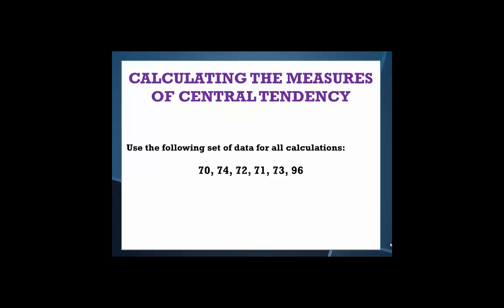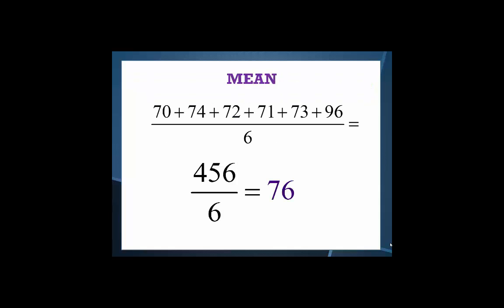Let's look at how to calculate all of these measures of central tendency using a set of data. In this case, we will use the same set of data for all of the calculations. To find the mean, you are going to add together all of the numbers in the set and divide by the total amount of numbers in the set. In this case, there are 6 numbers in our set of data.